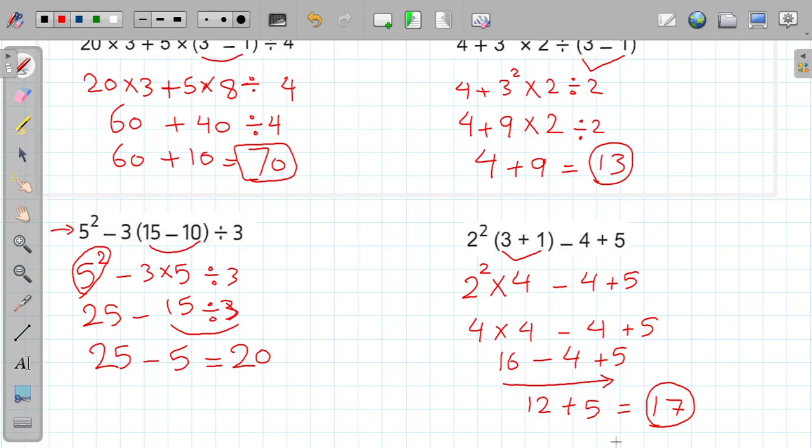So today we learned about the exponents and the order of operations. This is a very important lesson that we will need in future lessons.